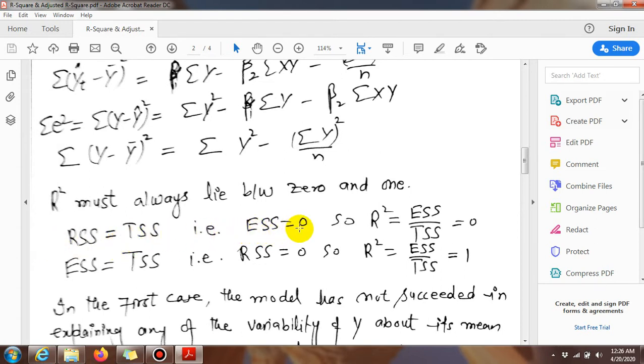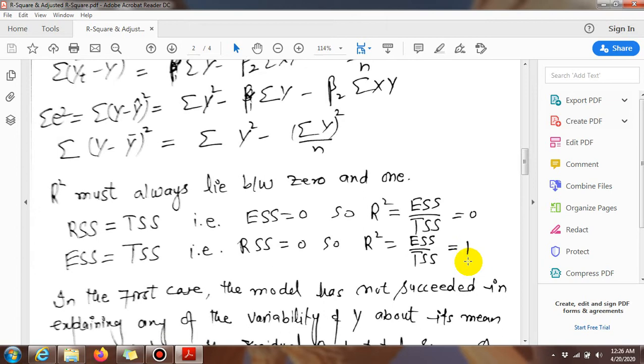So our explained variation is equal to 0. In this case, our independent variables are explaining nothing. Okay, when ESS is equal to TSS, the residual sum of square is equal to 0. So R square is equal to 1, ESS divided by TSS is equal to 1. This reveals that the complete variation in the dependent variable is explained by our selected explanatory variable.